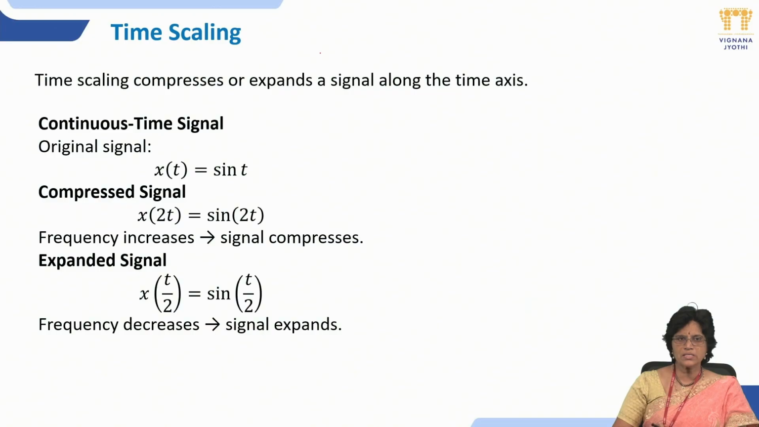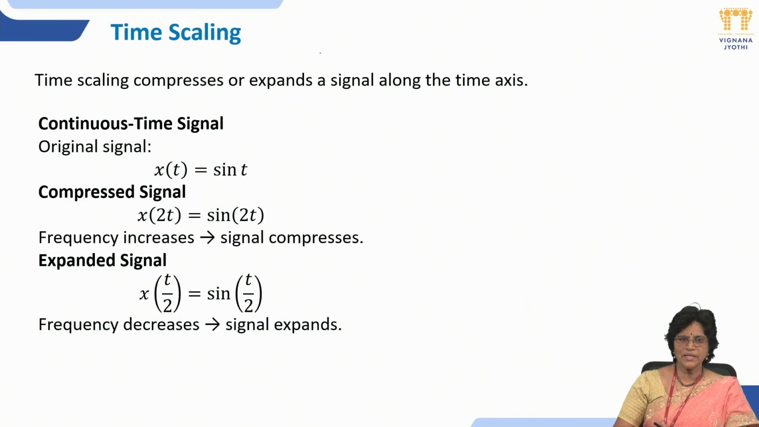So, by using the concept of time scaling, you can do compression or expansion of the signal along the time axis. For example, if you see x of t equal to sin t, and you want to compress the signal, we multiply t by 2, so you will get x of sin 2t. Frequency increases, signal compresses.